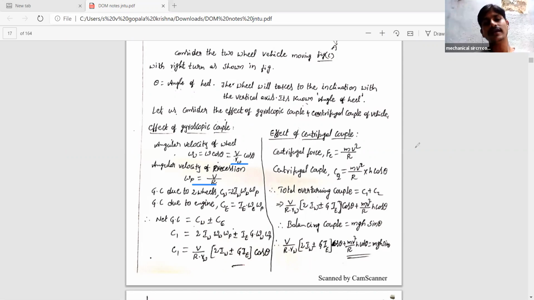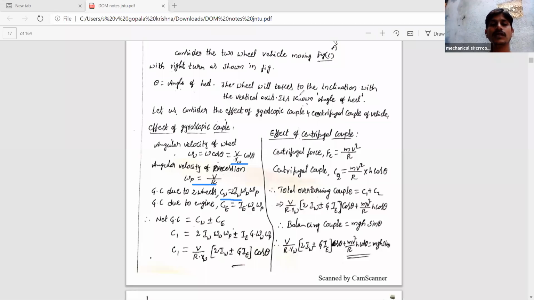Now we write our gyroscopic couple. The gyroscopic couple due to the wheels: the number of wheels is two, so it is 2 into I suffix w, omega suffix w, omega suffix p. That's why we multiply by 2. The gyroscopic couple due to the engine parts is I suffix e, omega suffix e, omega suffix p.